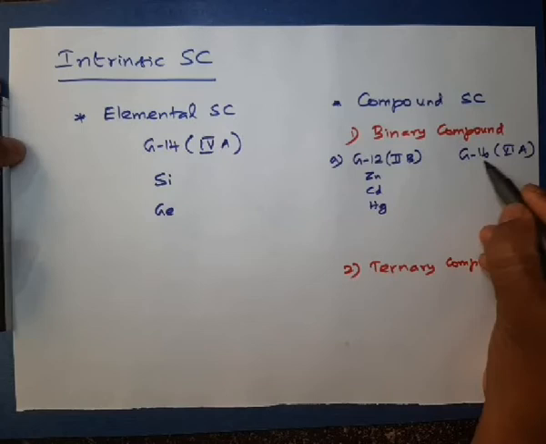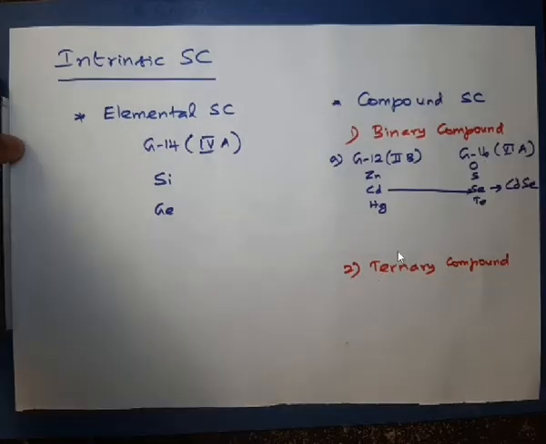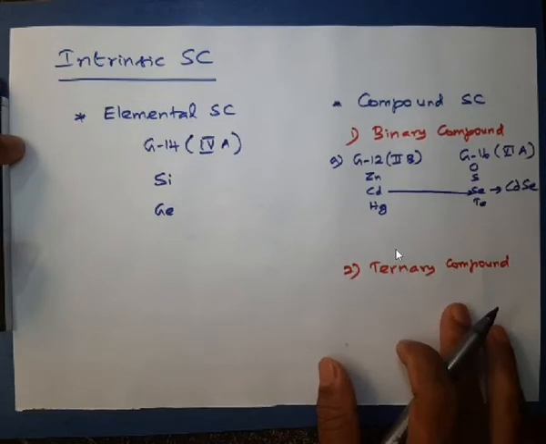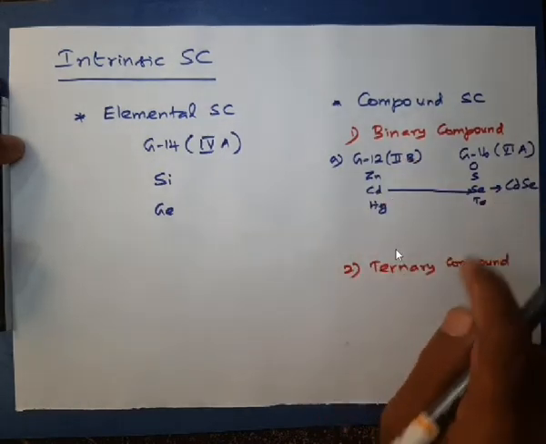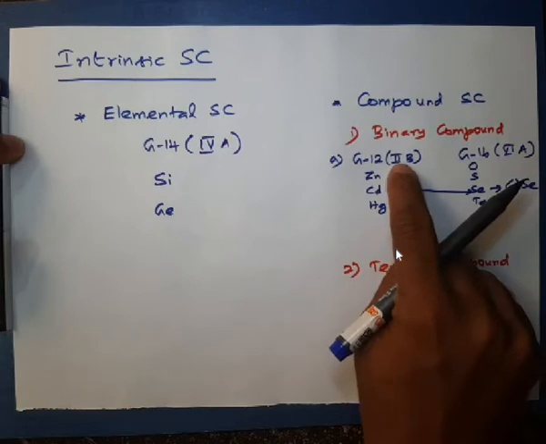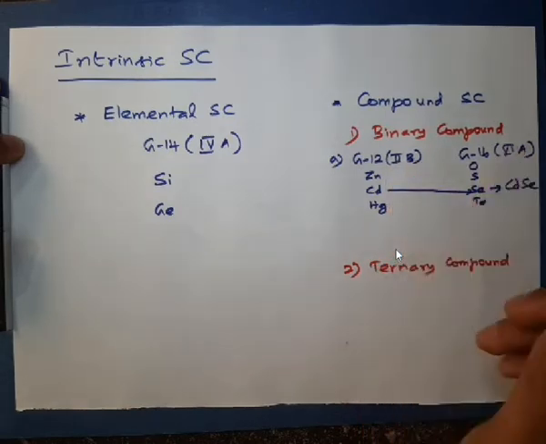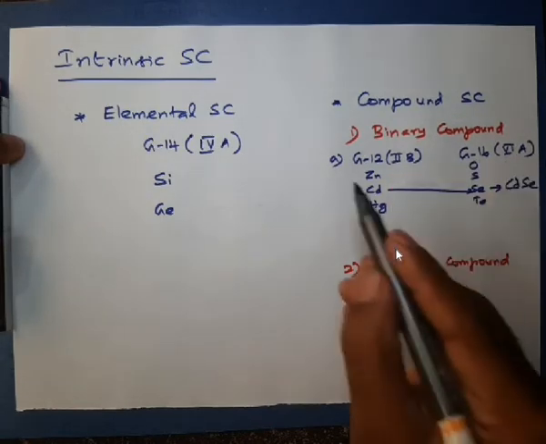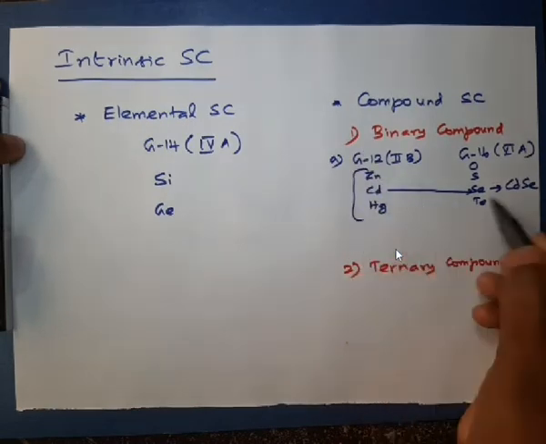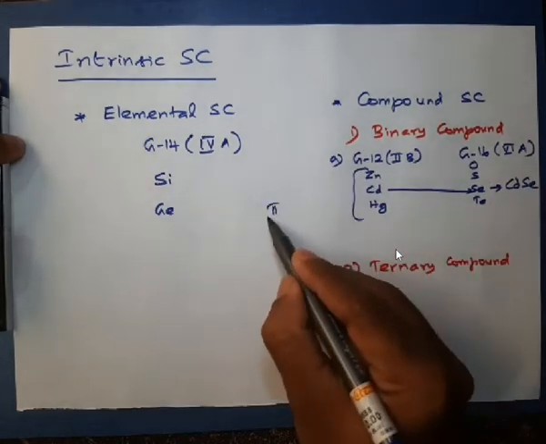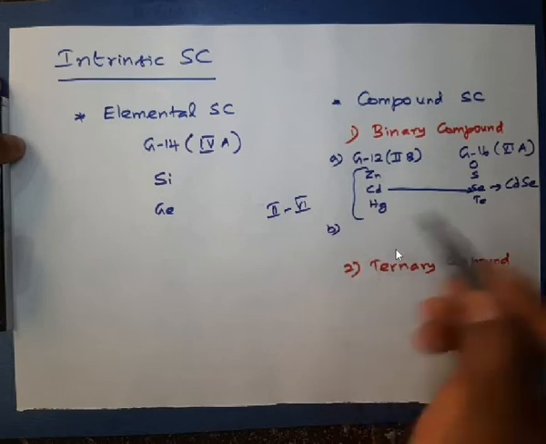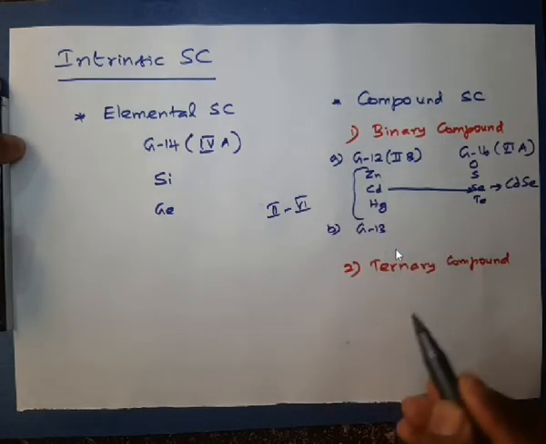Cadmium selenide is a nice example of a compound semiconductor. Here we are taking one element from group 2B and another element from group 6A. So these compound semiconductors are called 2,6 compound semiconductors. Similarly, we can take elements from group 13 of the modern periodic table.